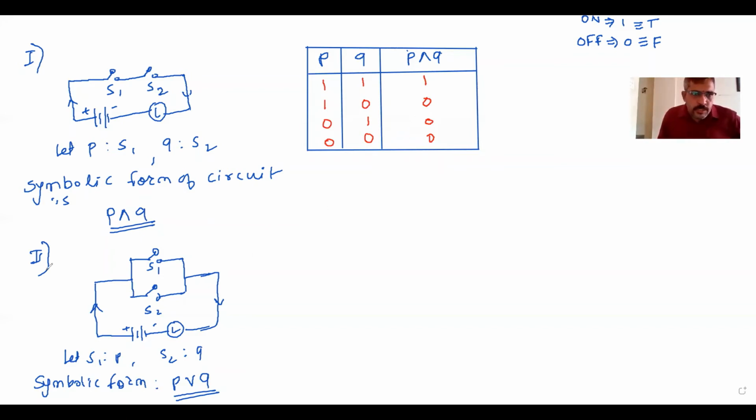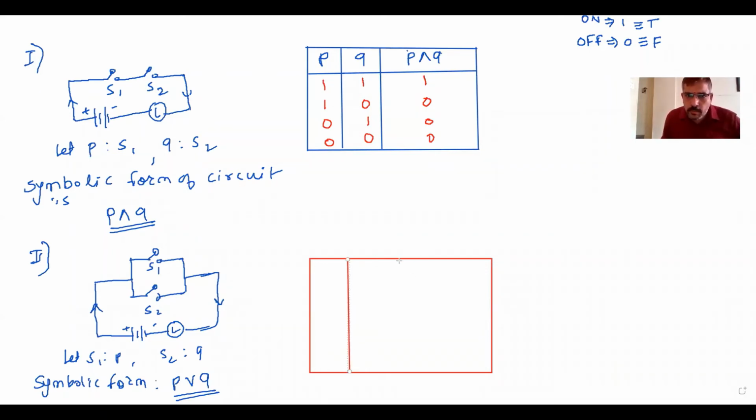Now, for the OR case, we can make the same table. This table is known as the input output table. This column is for P, this is for Q, and the title row has P, Q, and the P or Q output column. We know the possibilities are 1 1, 1 0, 0 1, 0 0.